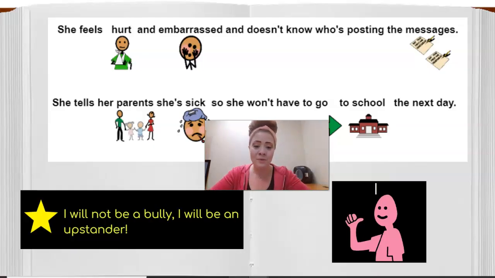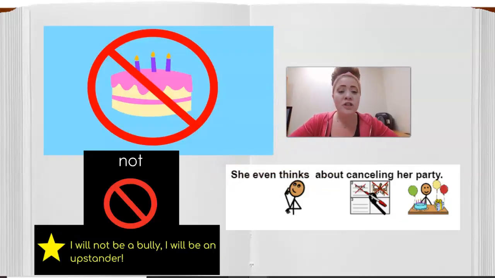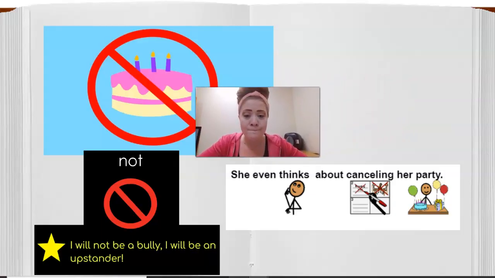I will not be a bully. I will be an upstander. She even thinks about canceling her party. There's a repeated storyline. I will not be a bully. I will be an upstander.